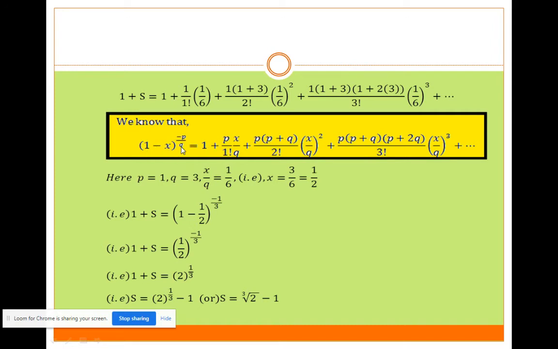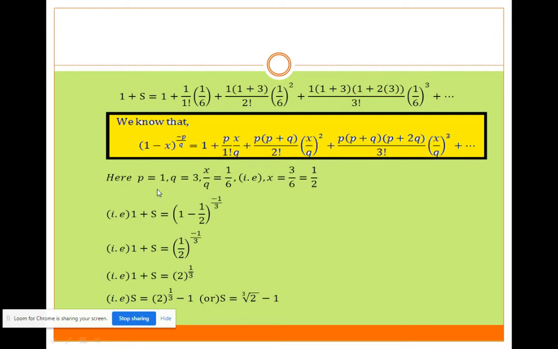1 minus x whole power minus p by q is equal to 1 plus p by 1 factorial x by q, and so on. Why have we taken this expansion? Here you see all the terms are positive, so definitely we have to take this expansion. All the terms are positive and it is going on in increasing order. So we have to take this expansion. Now we are going to compare with this expansion.